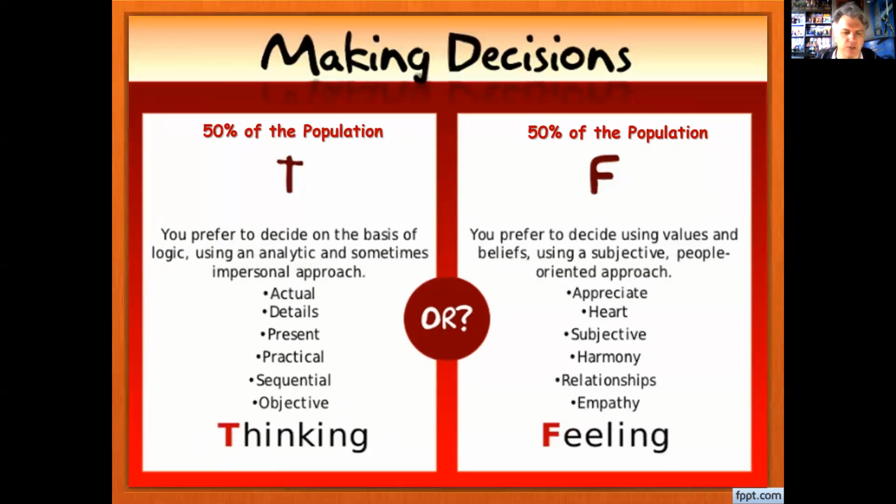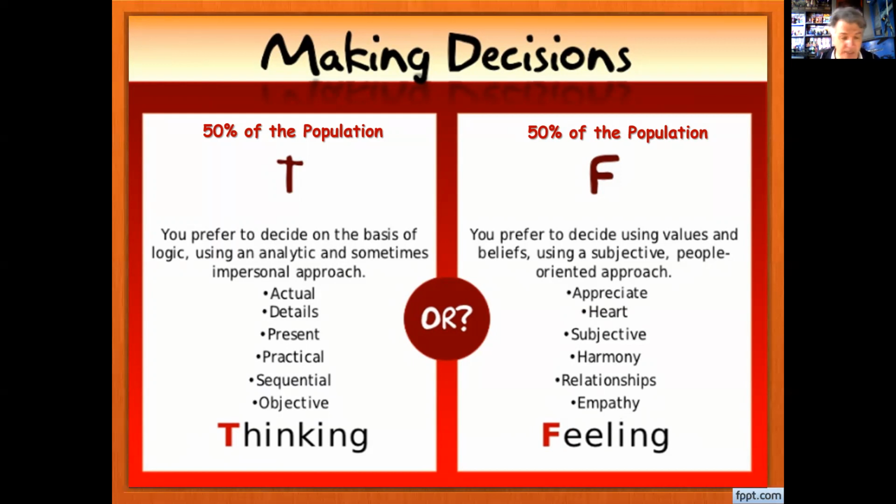Then if you get to the T or the F, are you a thinking person or a feeling person? A thinking person is very analytical, wants the details, practical, let's live in the now, versus a feeling person is going to be a little bit more subjective. It depends on the situation. Think with your heart a little bit more, empathetic and seeing things from others' point of view.